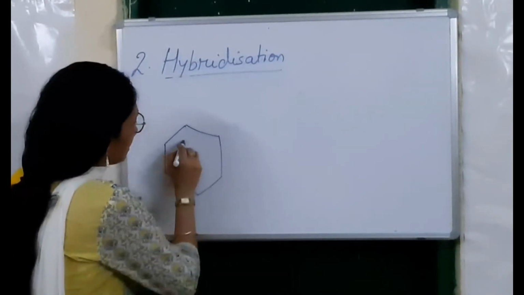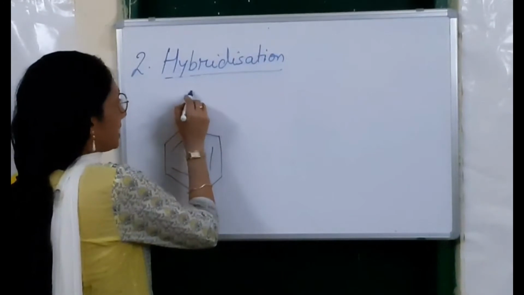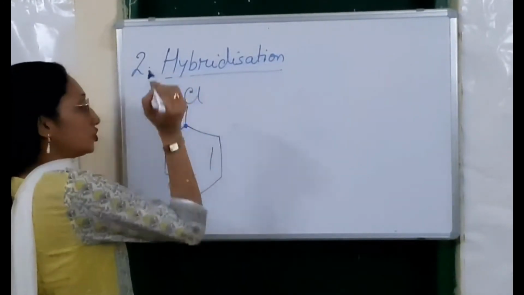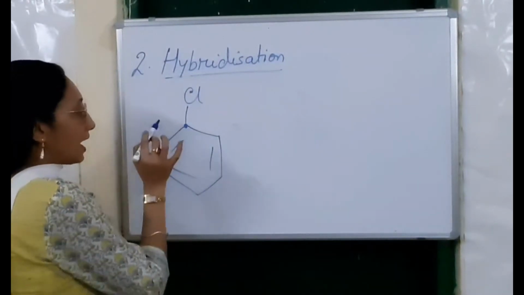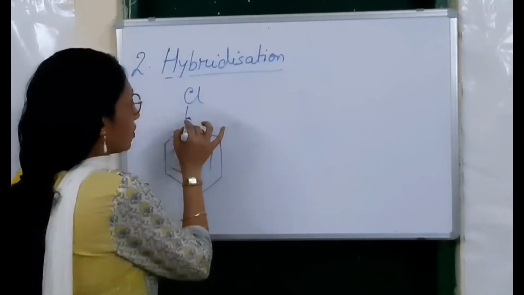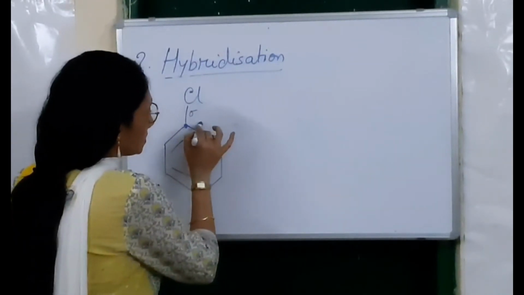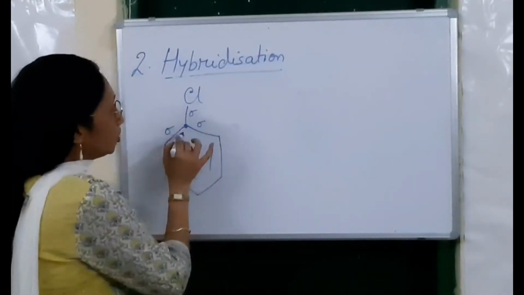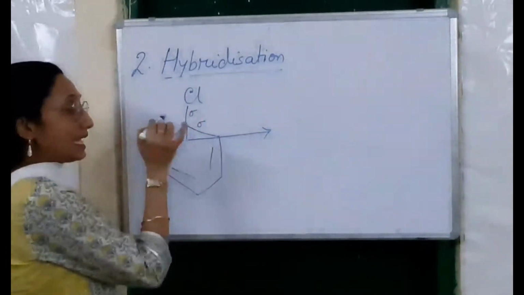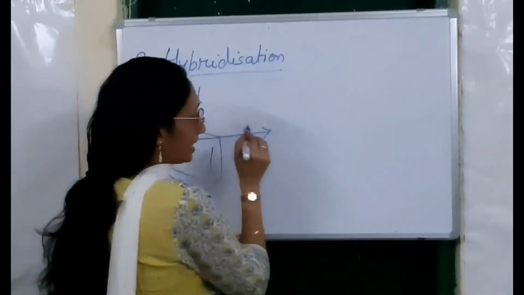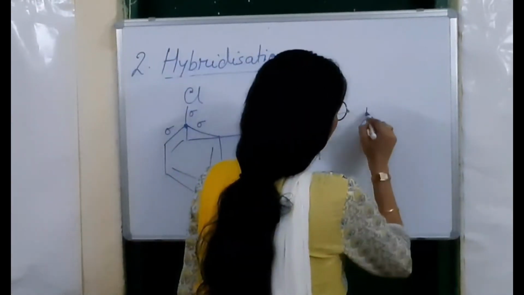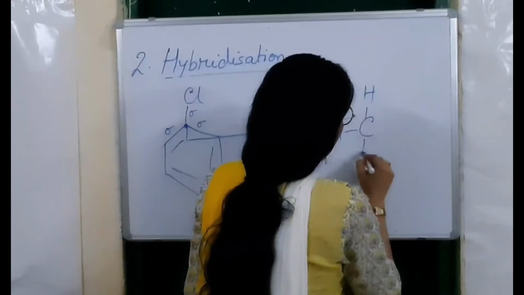Now we will see the state of hybridization of this carbon, that means the carbon attached to the halogen in haloarenes. Now this carbon is having how many sigma bonds? 1 sigma, 2 sigma and 3 sigma. So the state of hybridization of this carbon in chlorobenzene is sp2. Now let us draw this alkyl halide.